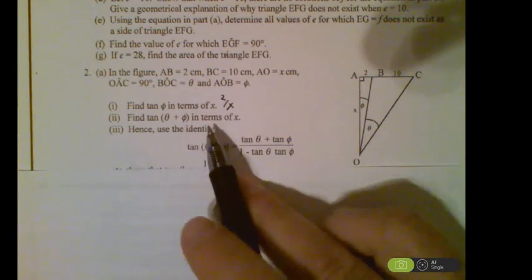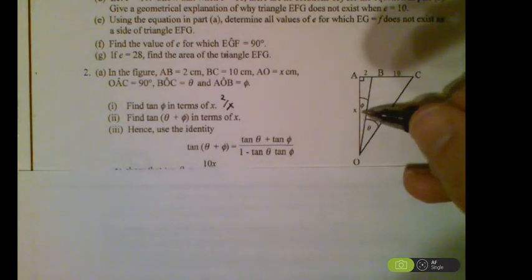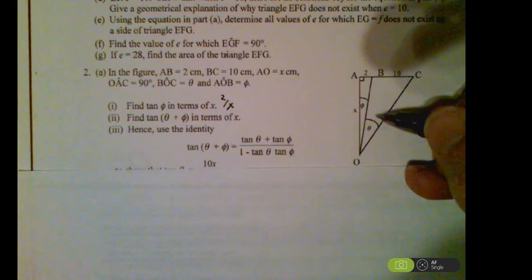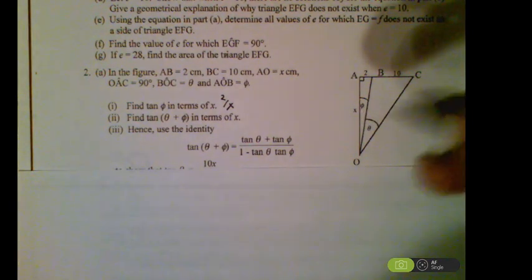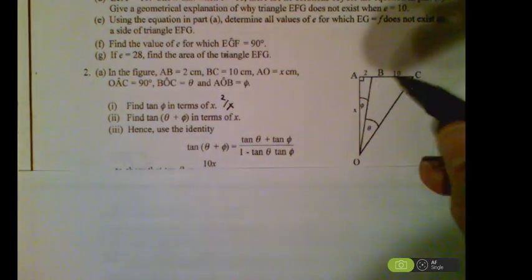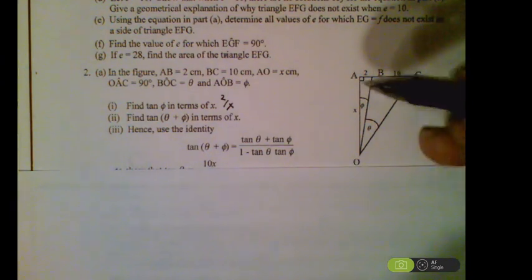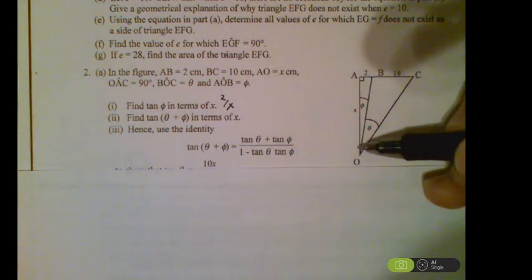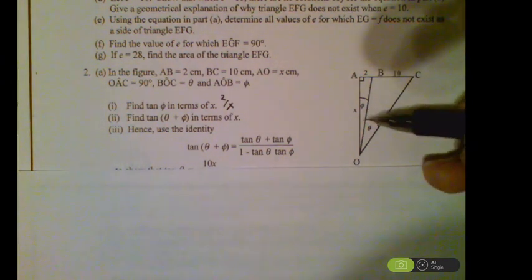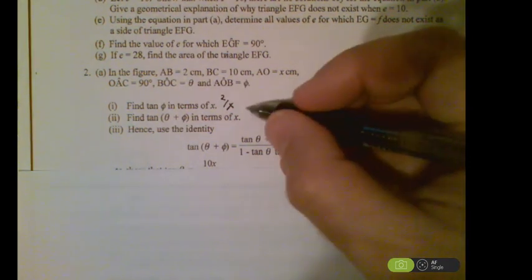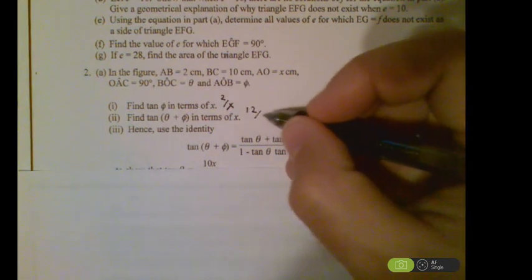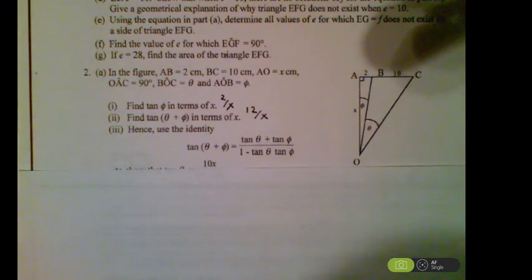Find the sum of those angles in terms of x. So I'm finding this entire segment right here. The tangent on that would be the opposite, which is 12, over the adjacent, which is x. So the tangent from this angle would be opposite over adjacent, which is 12 over x.